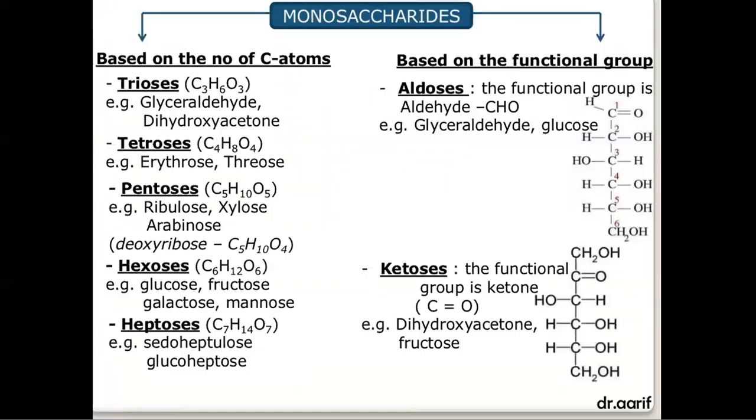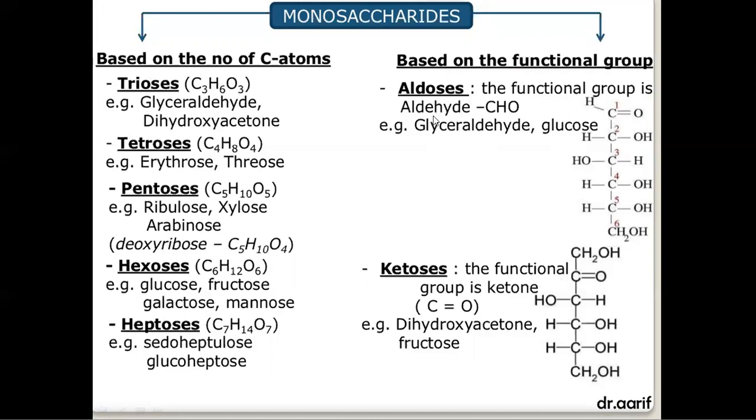Monosaccharides are divided into two important types based on carbon atoms and based on functional groups. If the sugar has three carbon atoms, it is called a triose sugar, 4 a tetrose, 5 a pentose, 6 a hexose, and 7 carbons gives heptoses. These are the examples of different monosaccharide sugars. The next part is based on functional group. If the sugar has an aldehyde functional group, it is called an aldose sugar. If the sugar has a keto functional group, it is called a keto sugar.